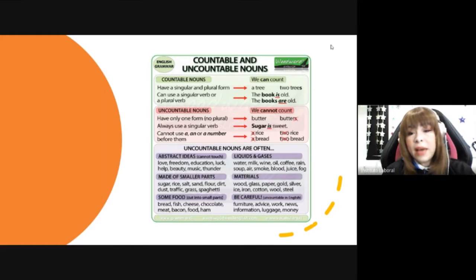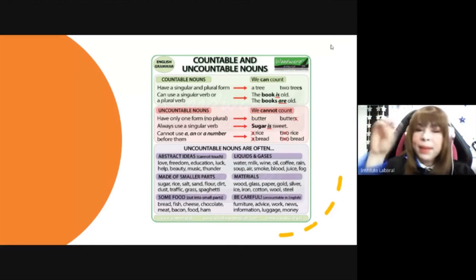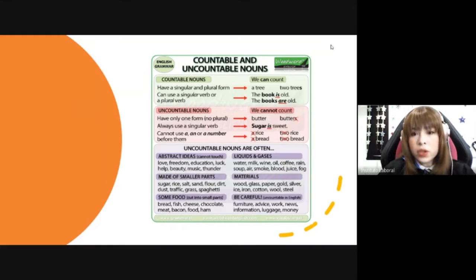Also, uncountable nouns are often liquids or gases, like for example, the water. The one that we drink, yes, water is an uncountable noun. It's impossible for you to add a number to the water. Milk is a liquid. It's uncountable. Wine, oil, coffee, yes, the one that you drink. Coffee, rain, soup, air, smoke, blood, juice, froth. Those are liquids or those are gases. So they are uncountable. It's impossible to add a number before them.